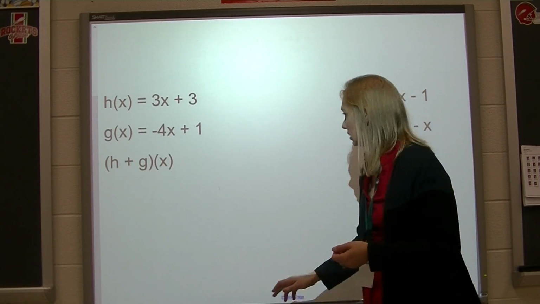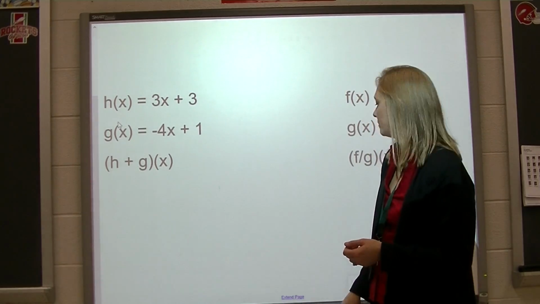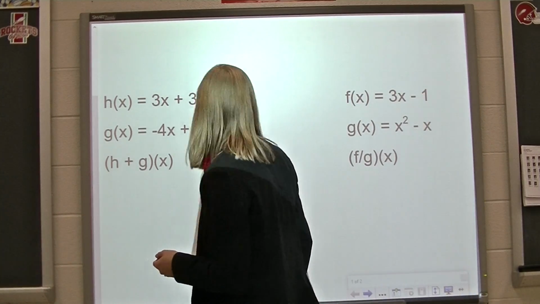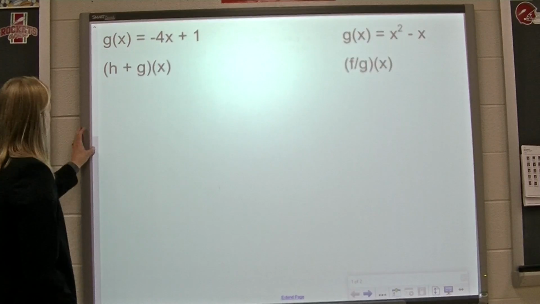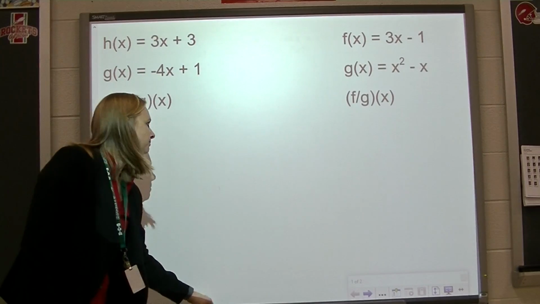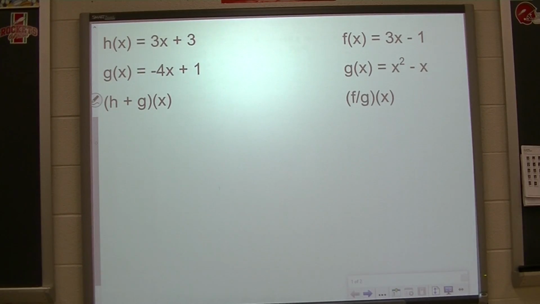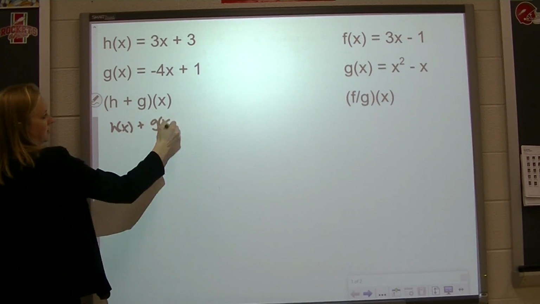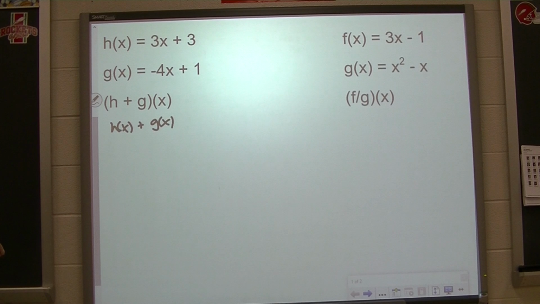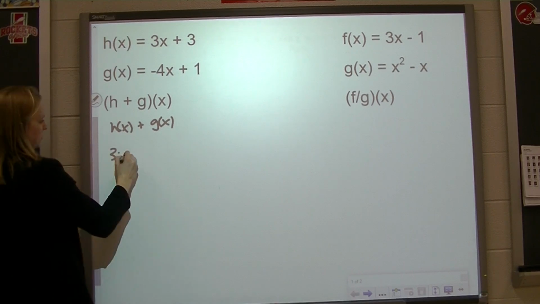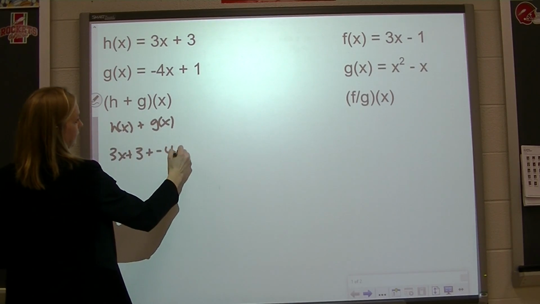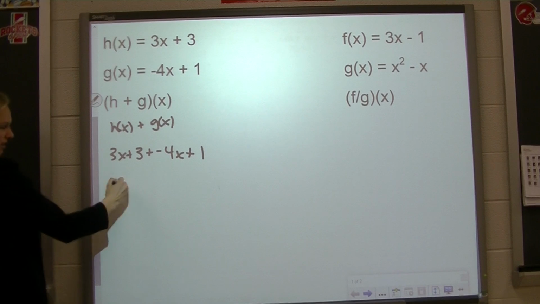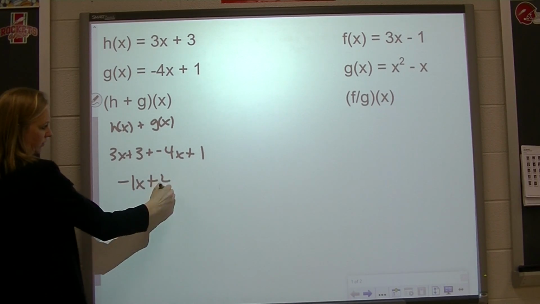So this here, again, we're just going to do some operations with functions. And this means h of x plus g of x. Okay, so you need to add them. So it's going to be 3x plus 3 plus negative 4x plus 1. Add that, and you have negative 1x plus 4.